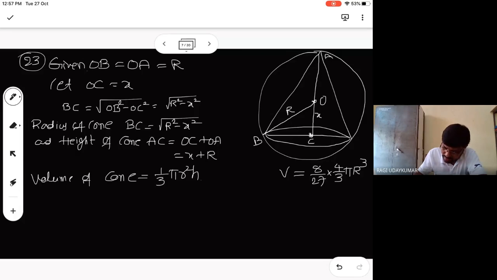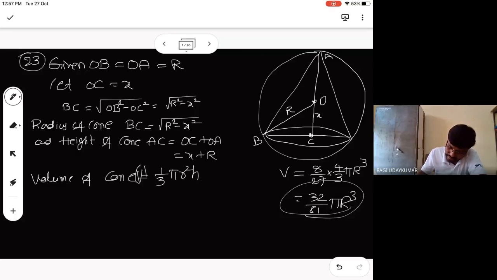So on simplification, is it possible to simplify it? This we have to prove. Keep this in your mind. So 32 by 81 pi R cube, prove this. Volume of the cone, here let us consider this as V.